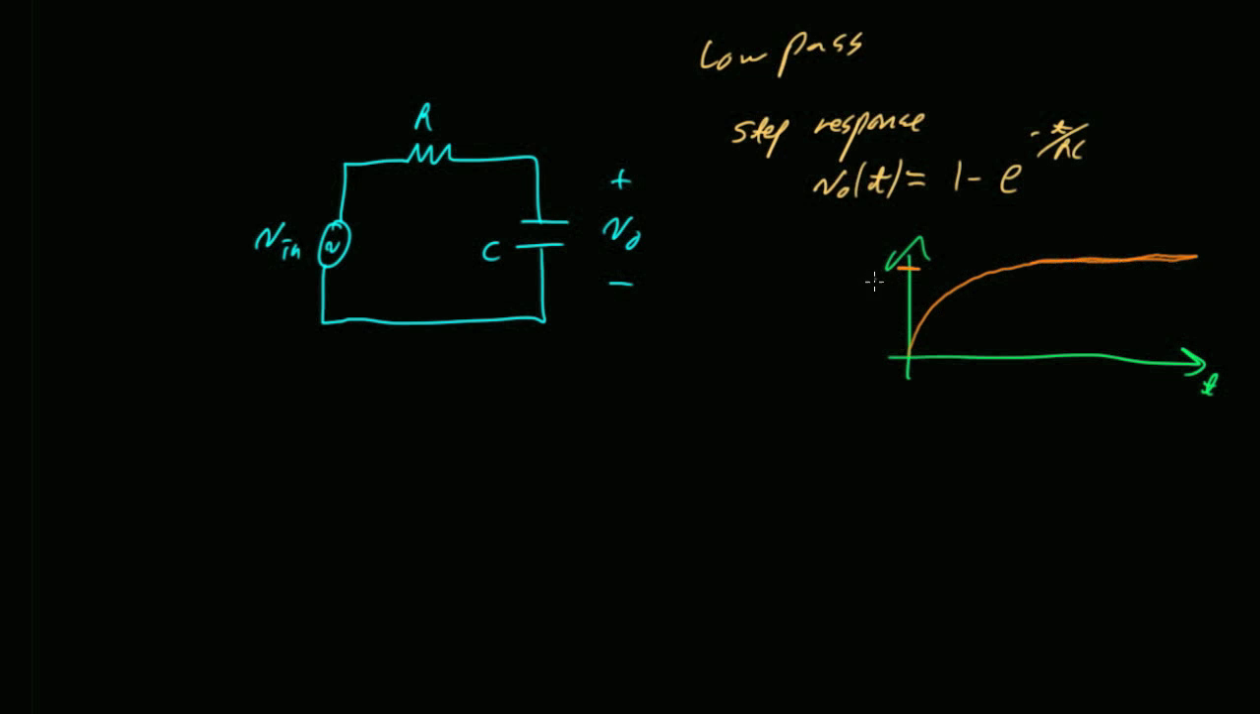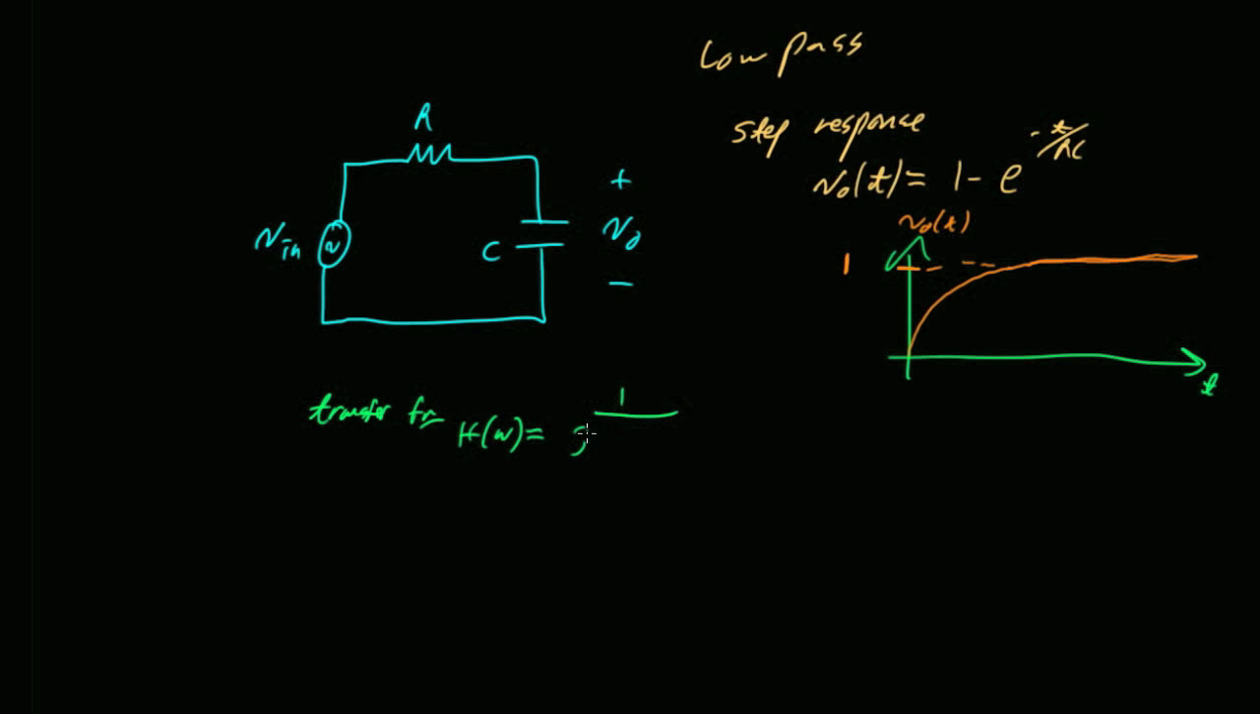Okay, so that's the step response. That's the capacitor charging. We also know that the transfer function is what? Let's see if we can remember it. H of omega equals 1 over j omega RC plus 1.